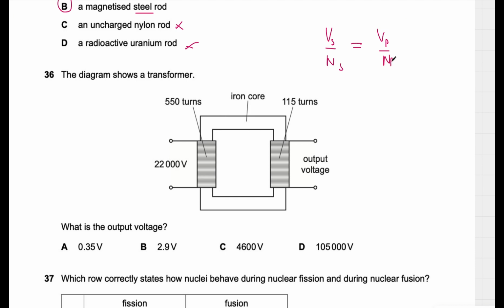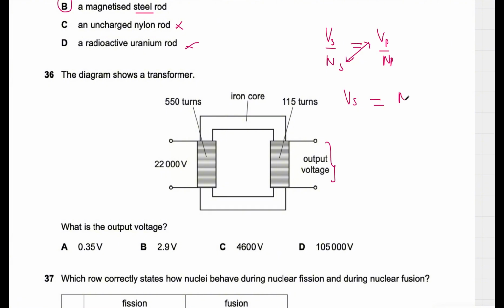So we make Vs the subject. They want the voltage in the secondary, the output voltage here. So we can make it the subject. So Vs is equal to this times this. We cross multiply them and divide by this one.